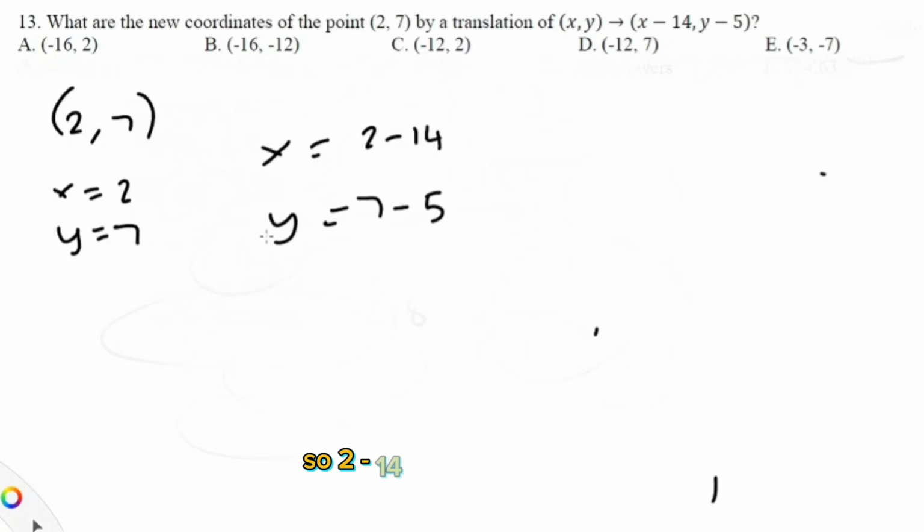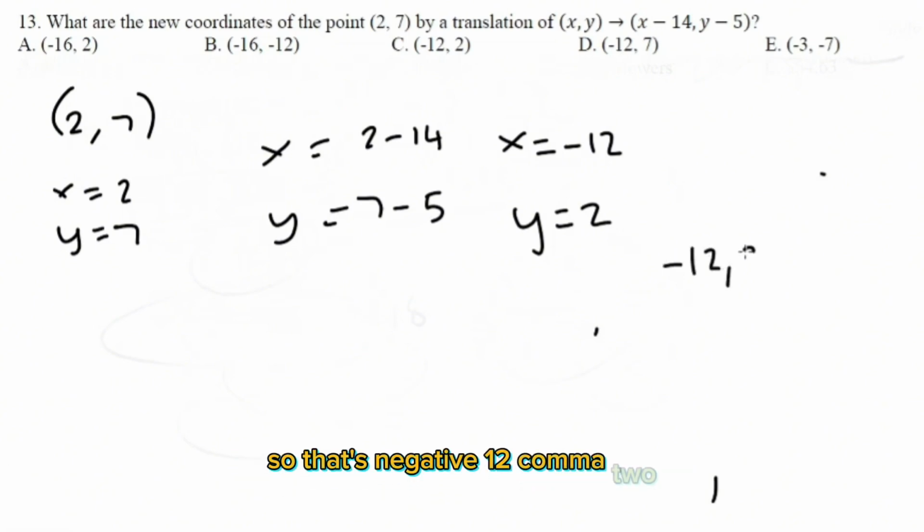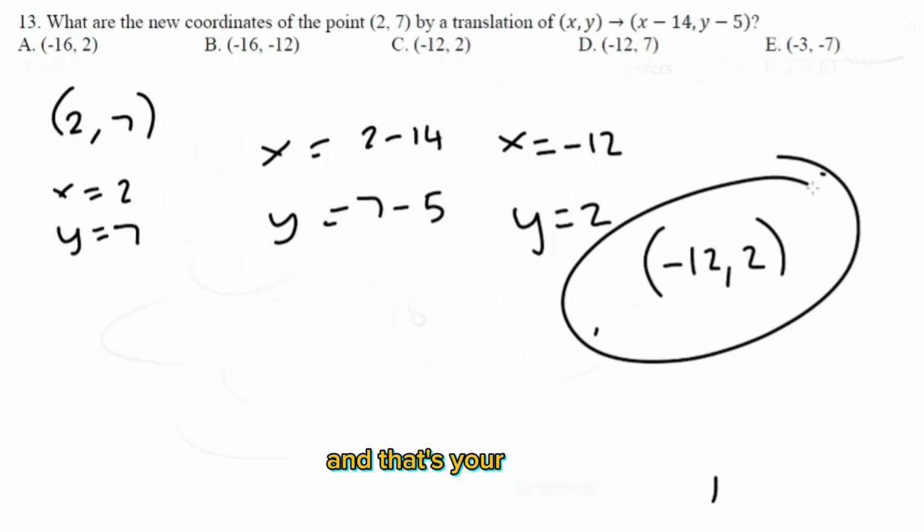So 2 minus 14 is negative 12, so x is equal to negative 12, and 7 minus 5 is 2, so y is equal to 2. Now we need to write this in coordinate form, just like the original coordinates. So that's (negative 12, 2). And that's your answer.